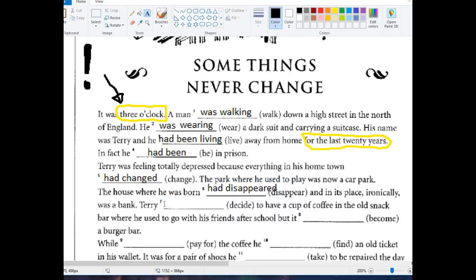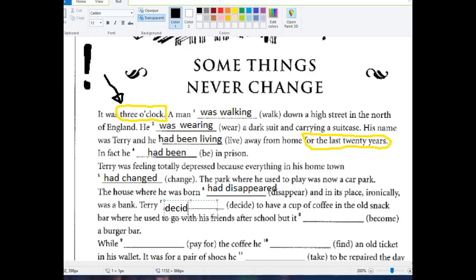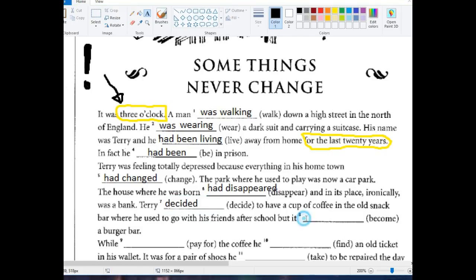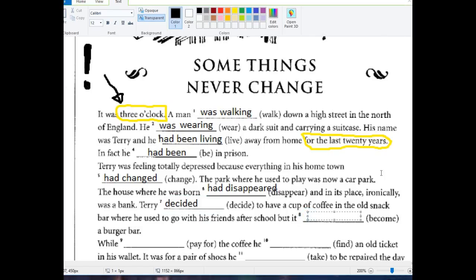Terry decided to have a cup of coffee in the old snack bar where he used to go with his friends after school. But it had become a burger bar. And again, we must say had become, because when did it become a burger bar? Before 3 o'clock? Probably, not after 3 o'clock, but it probably happened a few months earlier, or a few years. So, it had become a burger bar.